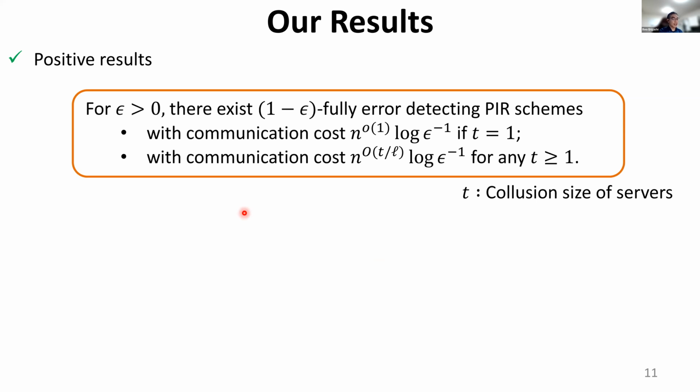We have shown that perfect error detection is impossible. So we allow a small but non-zero probability of failure epsilon, and we show two incomparable 1 minus epsilon fully error detecting PIR schemes. The first one has subpolynomial communication cost, where servers are supposed to be non-colluding. The second one requires higher communication cost, but it still works even if part of the servers collude.